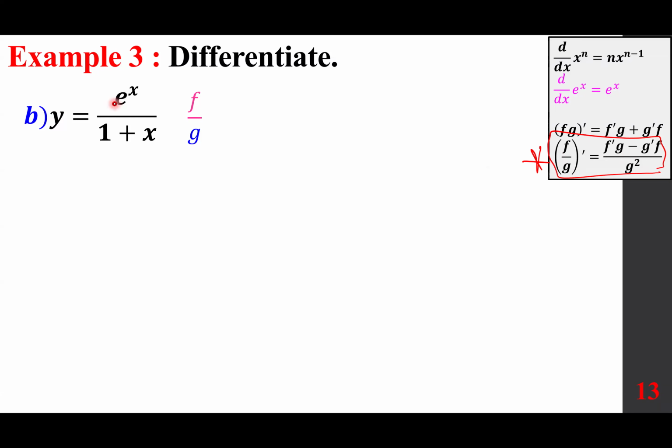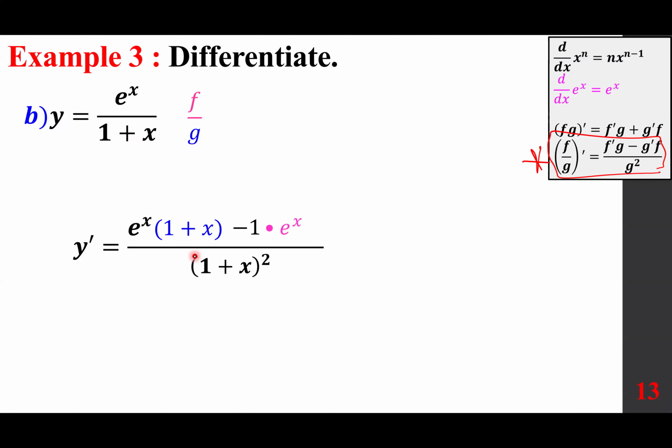So f prime is itself e to the power of x times g, which is the denominator 1 plus x, minus g prime, 1 is 0, x is 1, so minus 1, times the numerator f, which is e to the power of x, over g squared. Just write the denominator in a parenthesis and a square. And again, this is it. You're done with calculus. You want to simplify the numerator.